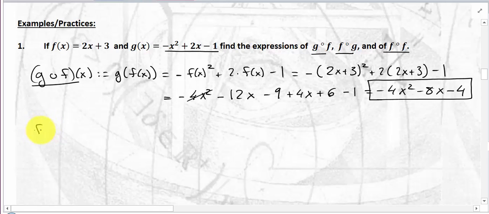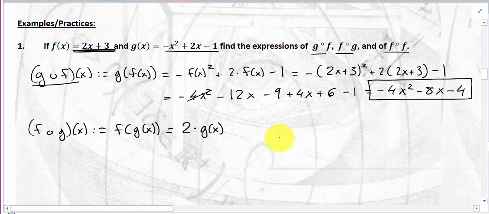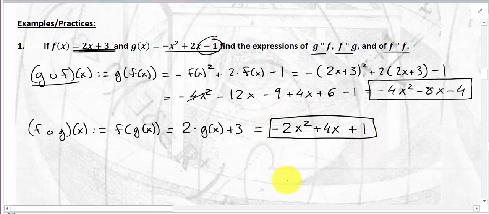Let's look at f of g now. F of g at x. So by definition, this is f of g of x. So what is, I'm looking at this one now, right? And it's 2 times, instead of x, it's g of x plus 3. So that's going to be a bit quicker. So we have negative 2x squared plus 4x. And then I multiply this by 2, minus 2 plus 3 plus 1. Okay, I went a little bit quick right here. I hope I didn't make a mistake.